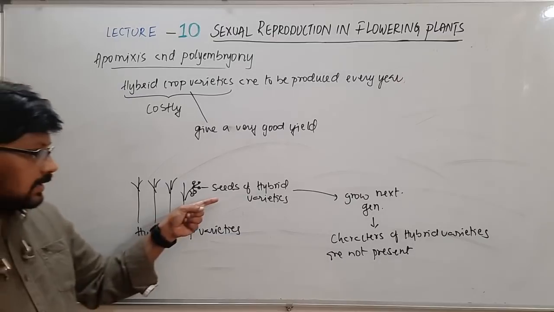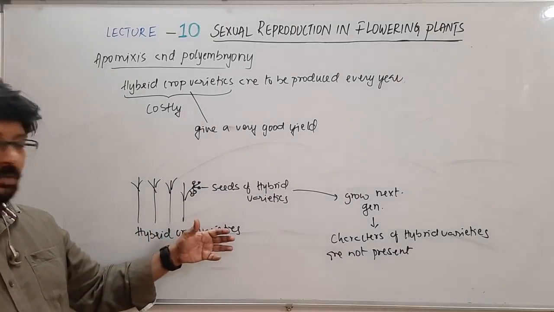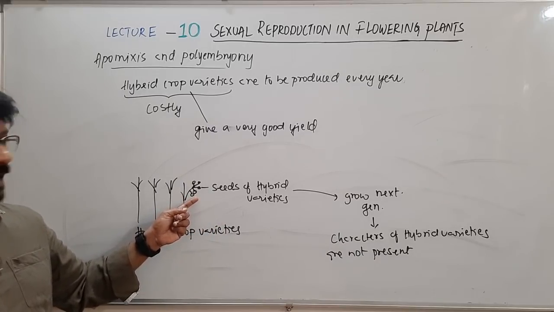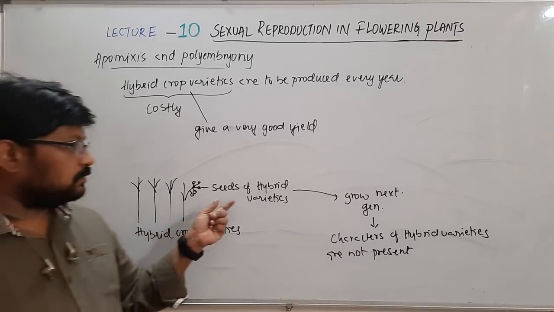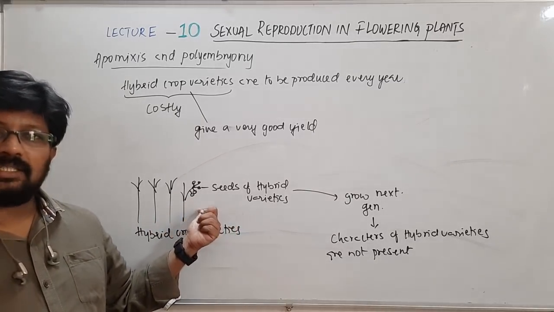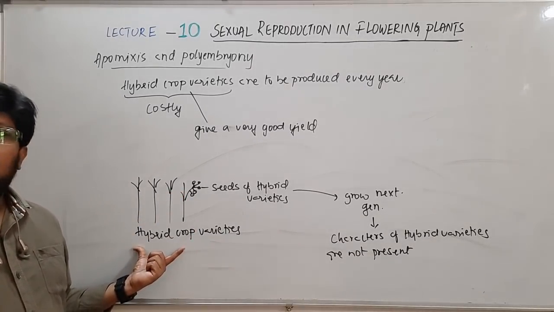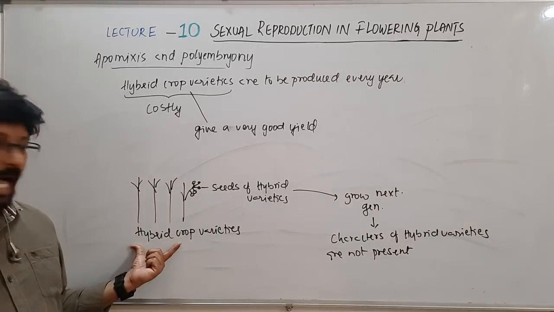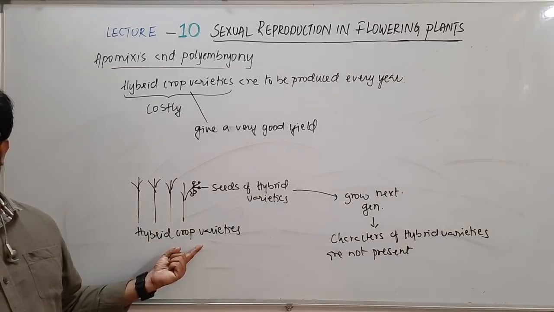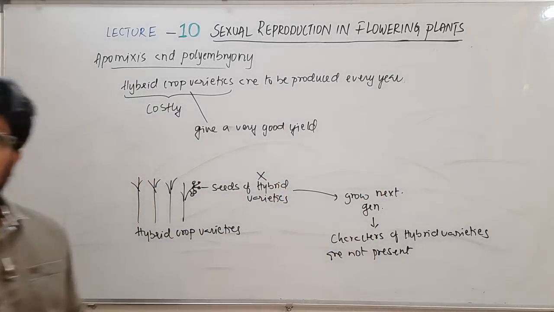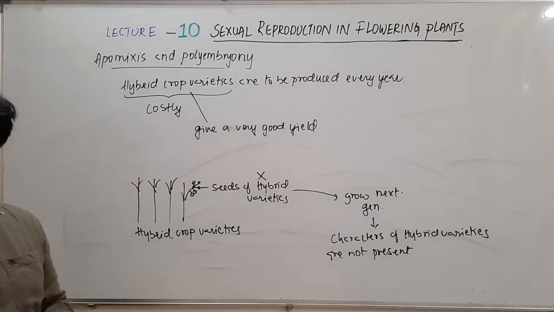So the seeds of these hybrid varieties I cannot use to raise the next generation, because the pollination was natural. As a result, the seeds which I obtain from these hybrid varieties will not have the same characters as those present in the parental hybrid crop varieties. So I cannot use these seeds, and for that reason the farmer has to purchase the hybrid crop variety seeds every year.